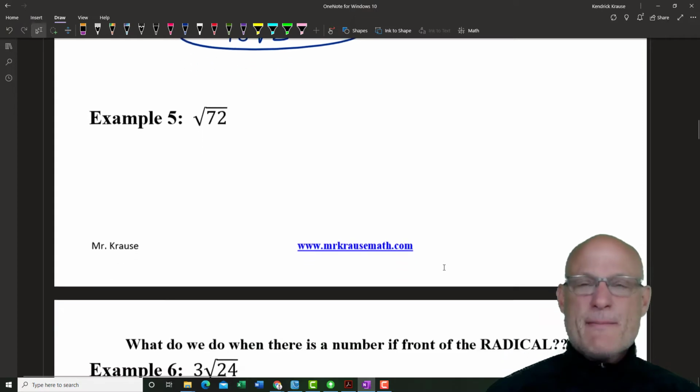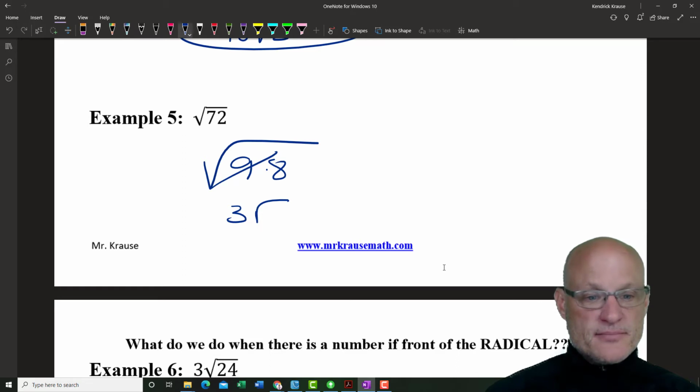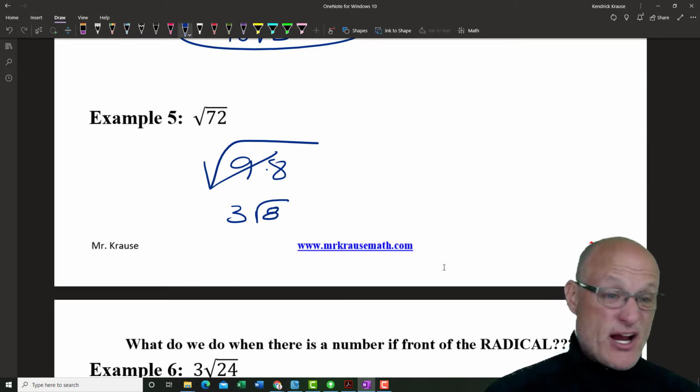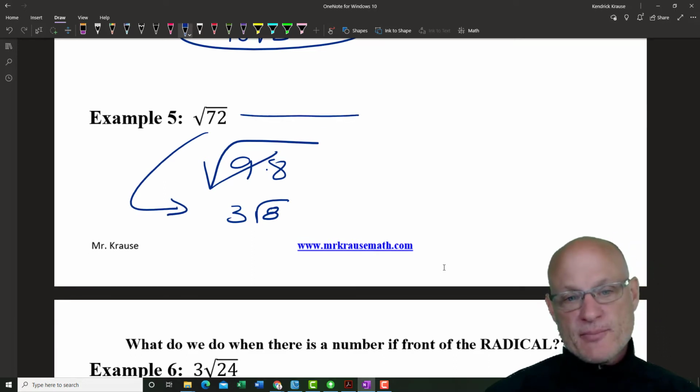Now here's the one we math teachers love to ask, because every fool that doesn't listen to me writes 9 times 8 and says, okay, this is 3 square roots of 8. Excuse me. 3 square roots of 8. Which is completely the wrong answer. I mean, it's equivalent, but it's not simplified.